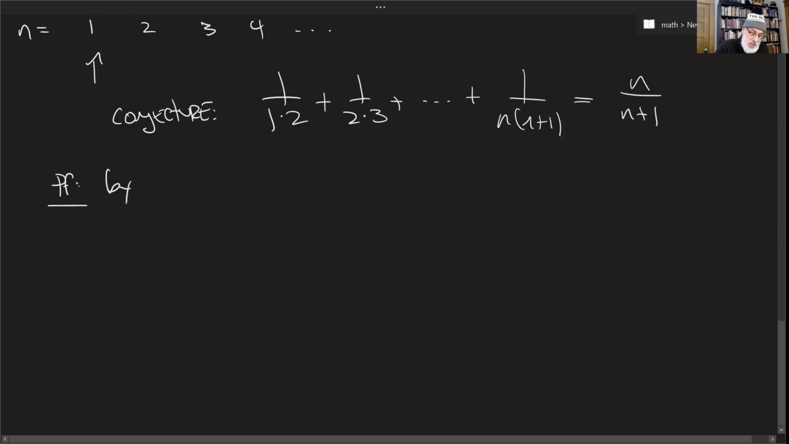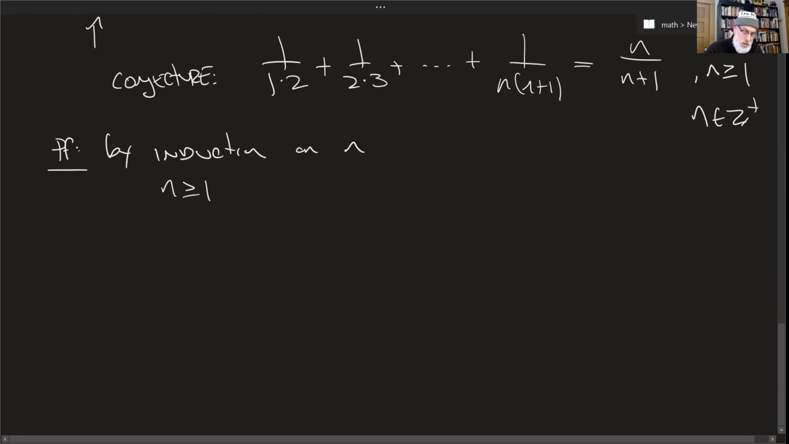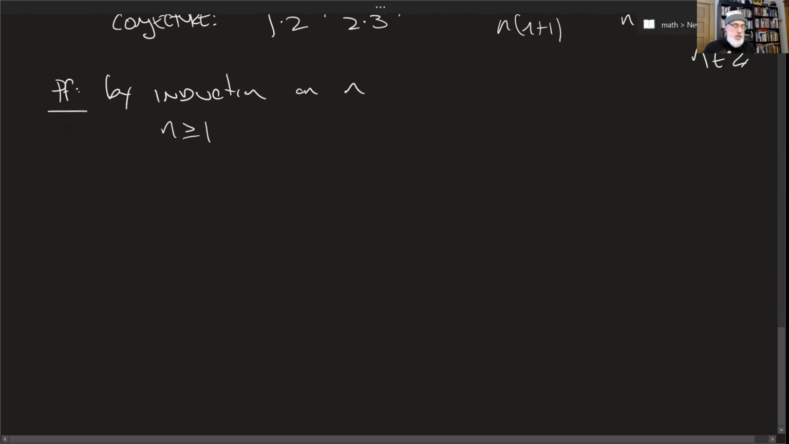So we're going to do this by induction on n. N here is going to be all values of n greater than or equal to 1. That's our conjecture. We should have said that here. We could also have said for positive integers. All right, so induction requires us to do a base case. So we'll say the base is n equals 1.